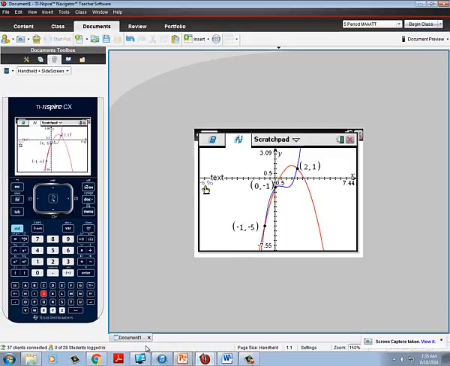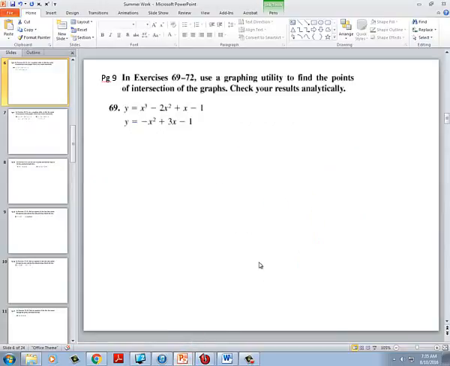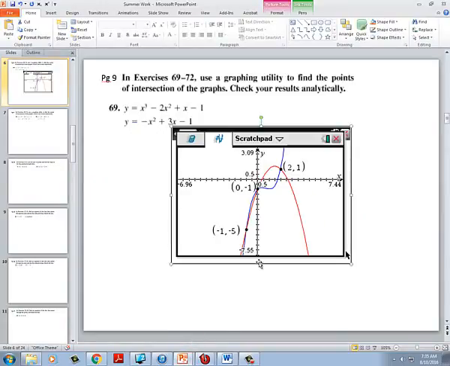I apologize. When I grabbed it to zoom, I must have grabbed a graph and moved it. Welcome to zero period. You'll see more mistakes in here than any other class that I teach.